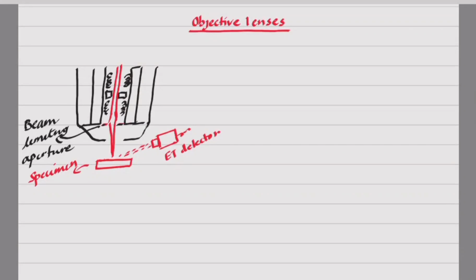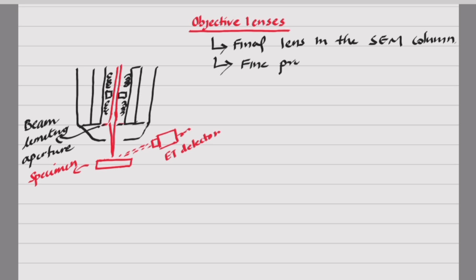In this video, we are going to talk about objective lenses in the SEM column. The objective lens is the final lens in the SEM column, and this objective lens forms a fine probe-forming lens.